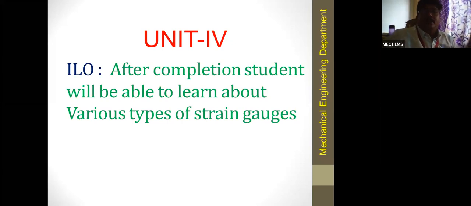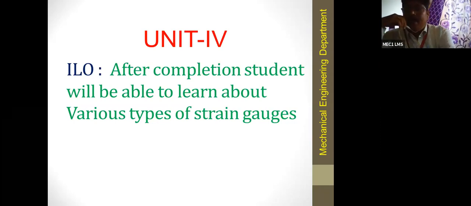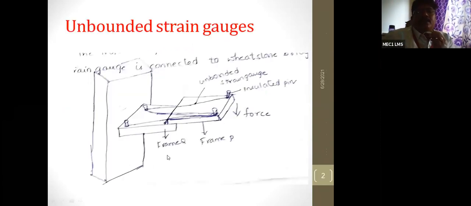Remember this point. Today we will discuss the different types of strain gauges. It is very simple and easy. The first one is the unbounded strain gauge, and the other is the bounded strain gauge. Two are there, so now we will discuss these two: unbounded strain gauges and bounded strain gauges.